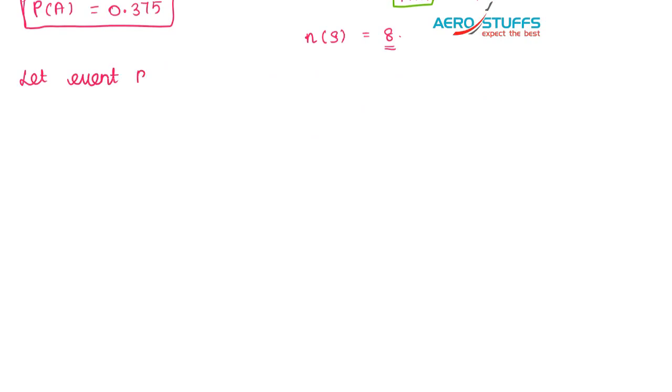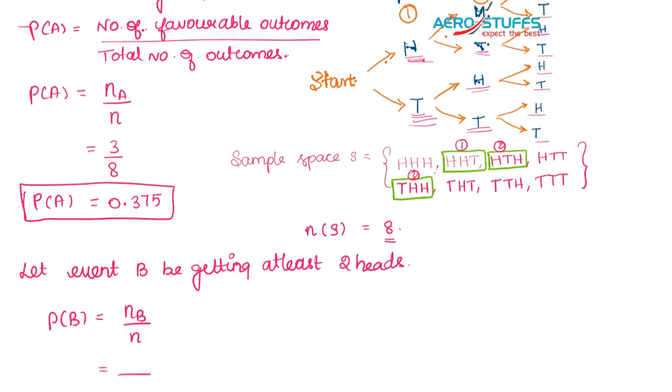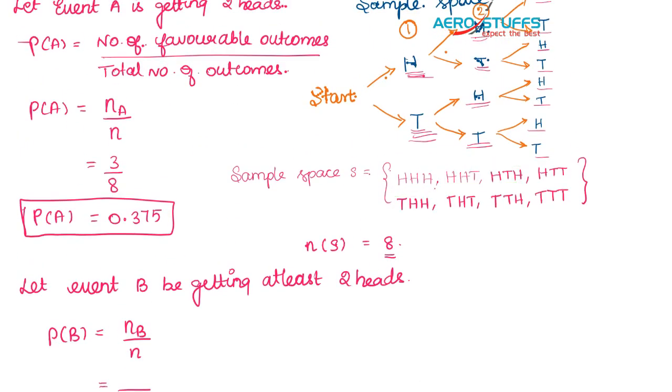Now let event B be getting at least 2 heads. What does the word at least mean? At least means there should be a minimum of 2 heads. To the maximum, how many heads can there be? You can have any number of heads, but at minimum you should have 2. So the probability of the event is P of B equal to n of B divided by n of S. Minimum 2 heads should be there, so we'll start with 2 heads. What are the 2 heads options?